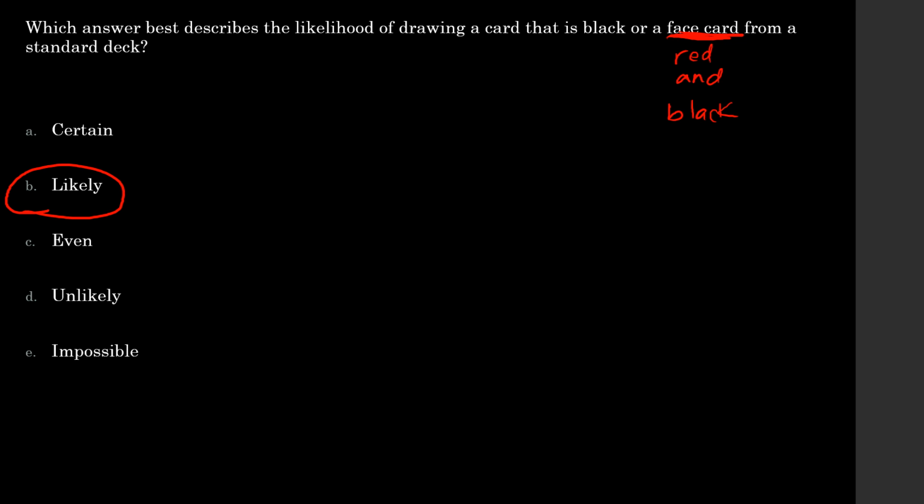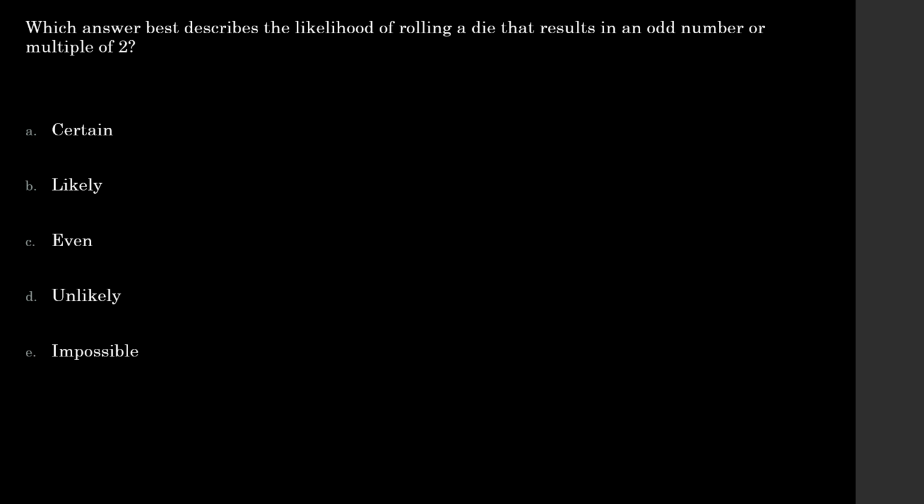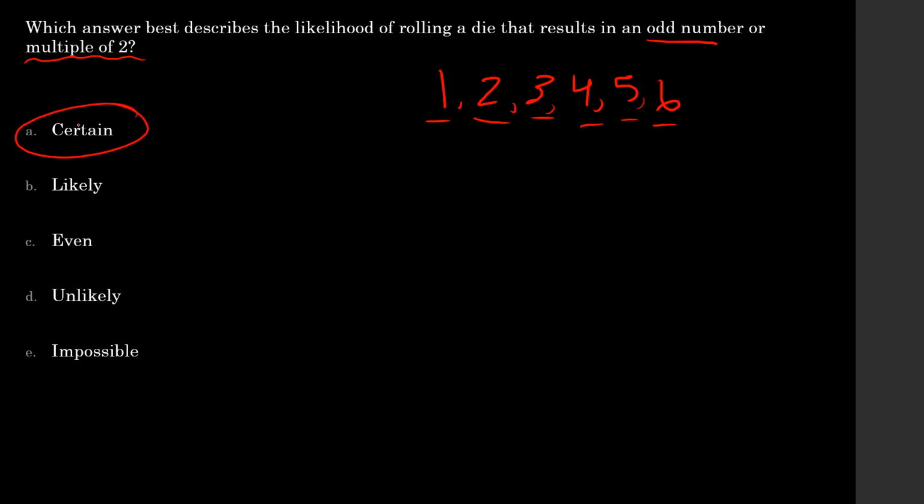Which answer best describes the likelihood of rolling a die and resulting in an odd number or multiple of 2? So I have 1, 2, 3, 4, 5, 6. Those are my dice. I can roll an odd number, which would be 1, 3, or 5, or a number that is a multiple of 2, which means you can divide it by 2. So if I look at 2, 4, and 6, I can divide all of those by 2, which means that it is certain, because every single option that I have has been chosen. All the evens and all the odds, I can pick any one of those. Regardless of what number I roll, it will count.